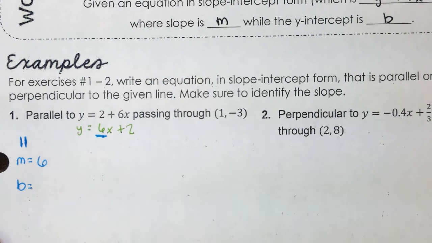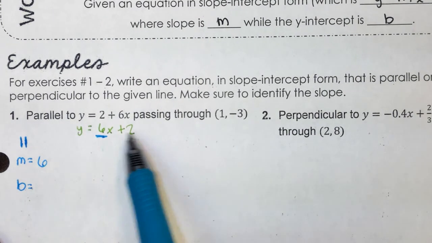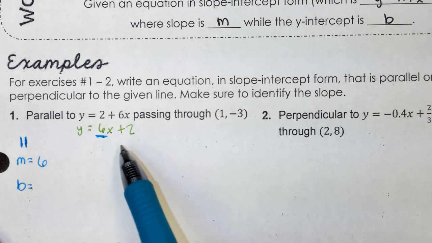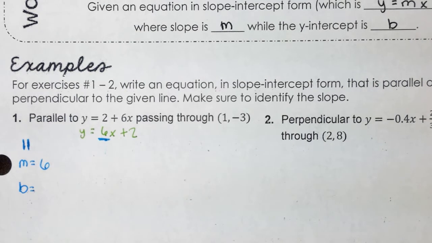B, they don't give me that. This 2 right here is the B for the first line. I can't use the same B because if that's the case, then I'm talking about the same exact line. That's pointless. You have to find your B on your other line. To find the B on the other line, you're going to use the other stuff that they gave you.